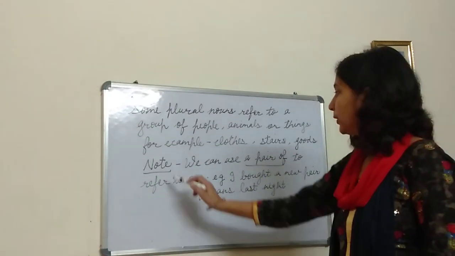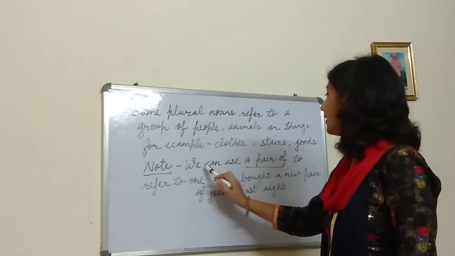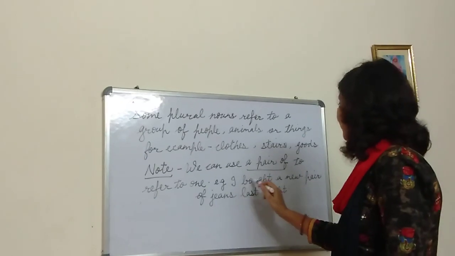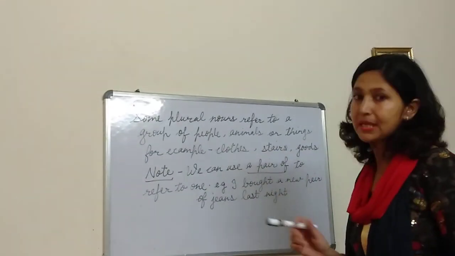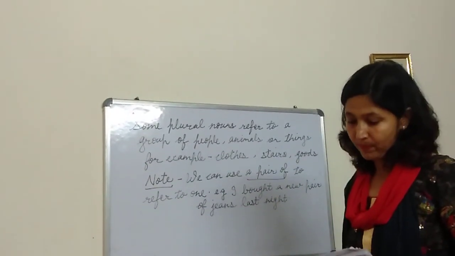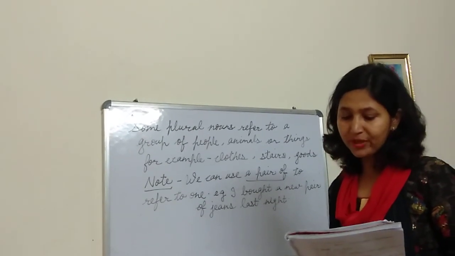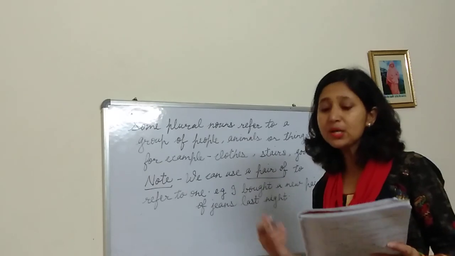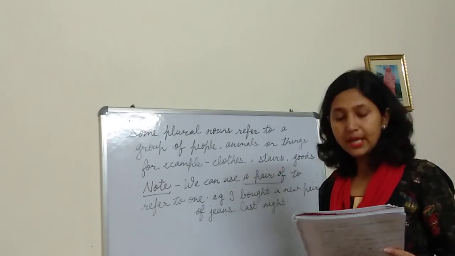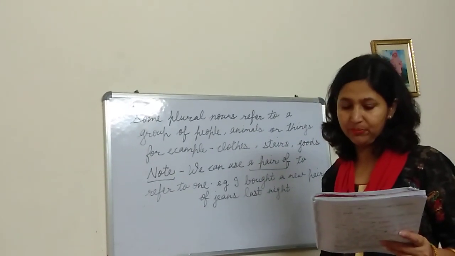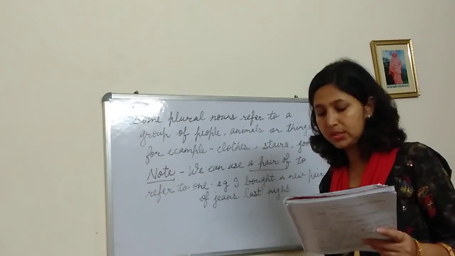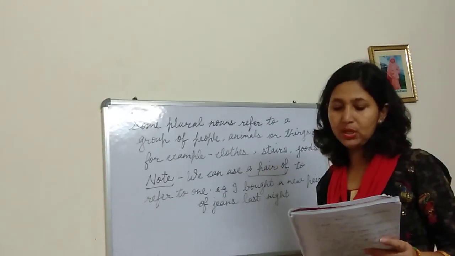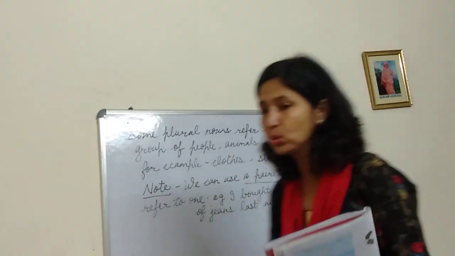Then, note. We can use a pair of to refer to one. For example, I bought a new pair of jeans last night. And we use pairs of to refer to more than one. For example, I bought 3 pairs of jeans last week. These nouns take a plural verb. For example, my jeans are old, my trousers are wet. They take a plural verb. Now let us do exercise.